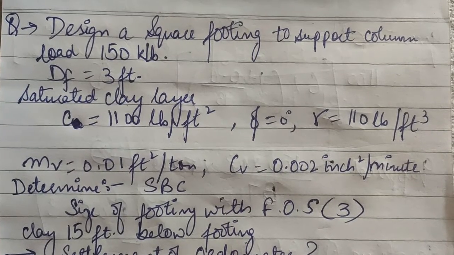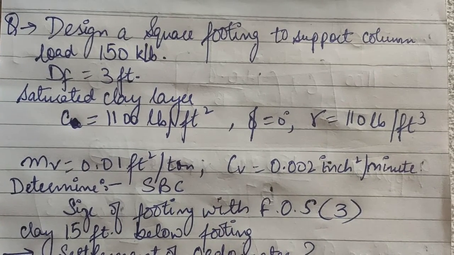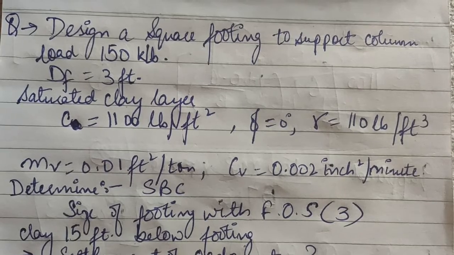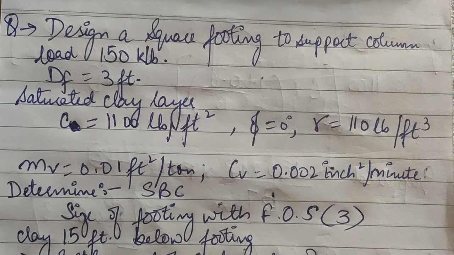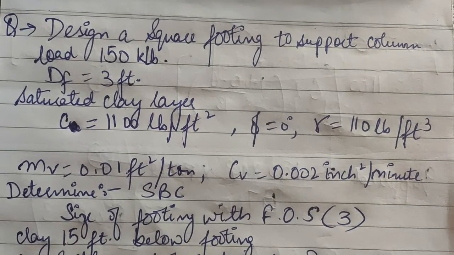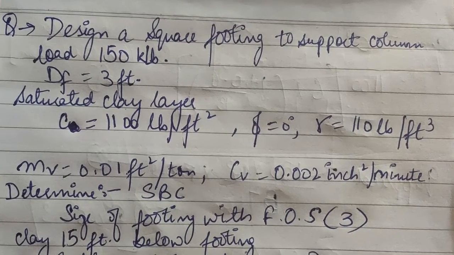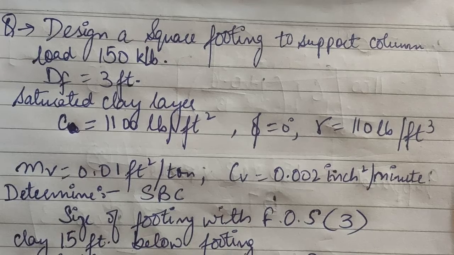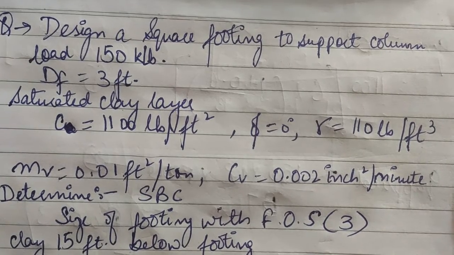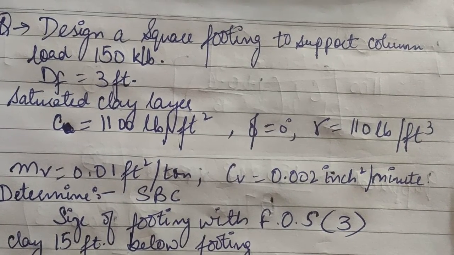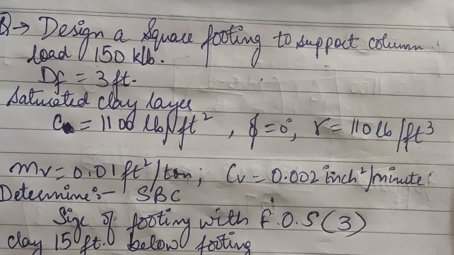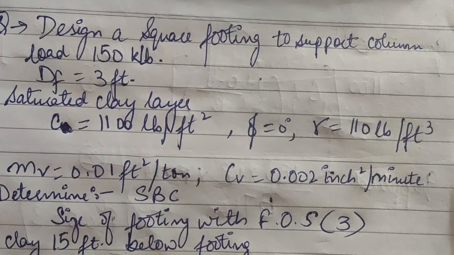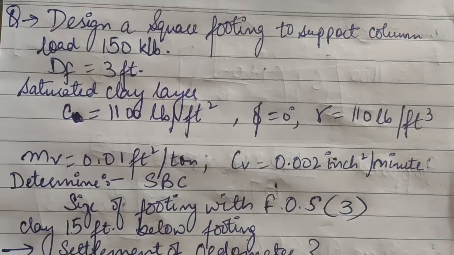Good wishes to all. Today we are going to design a square footing such that it is subjected to a load of 150 kilopounds, with the foundation placed at a depth of 3 feet above the saturated clay layer, with cohesion value as 1100 pounds per square feet, angle of internal friction as 0 degree, and density of soil beneath as 110 pounds per cubic feet.